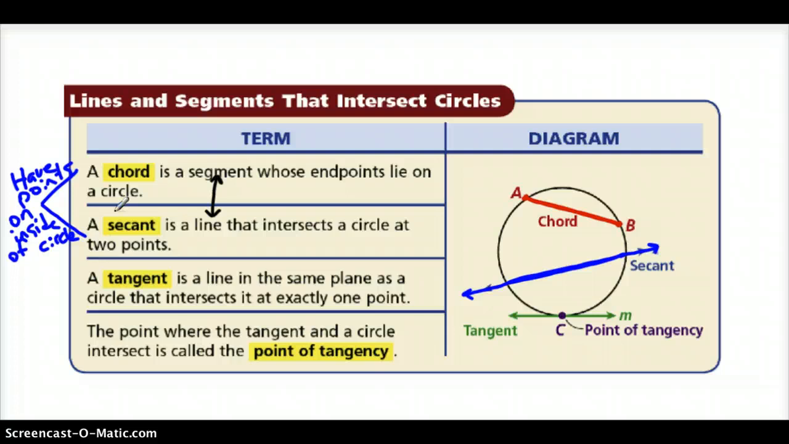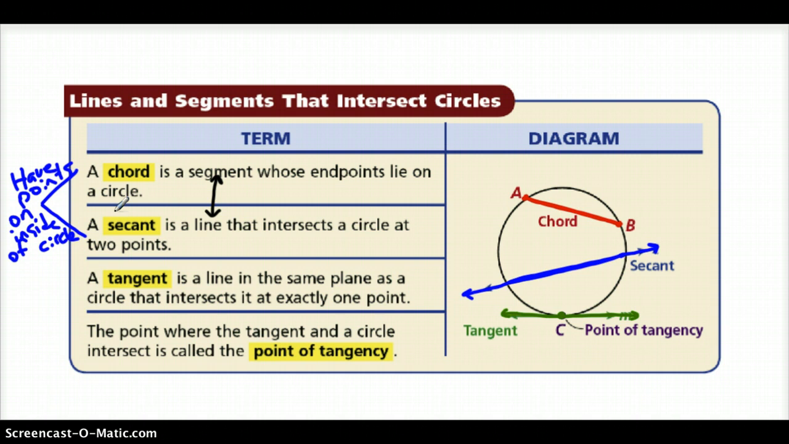Now we want to look at the tangent. It says the tangent is a line in the same plane as a circle that intersects at exactly 1 point. So it's on the same plane, or I like to say it's on the same sheet of paper as the circle, and it's only going to intersect at 1 point on the circle.